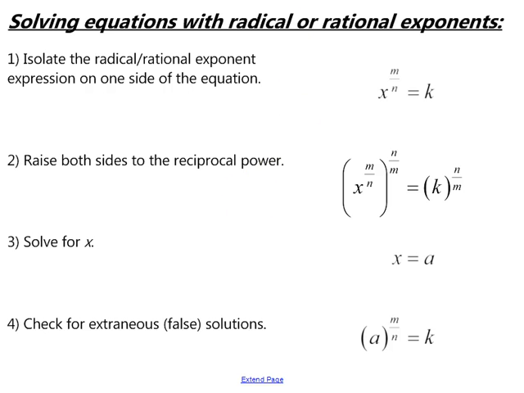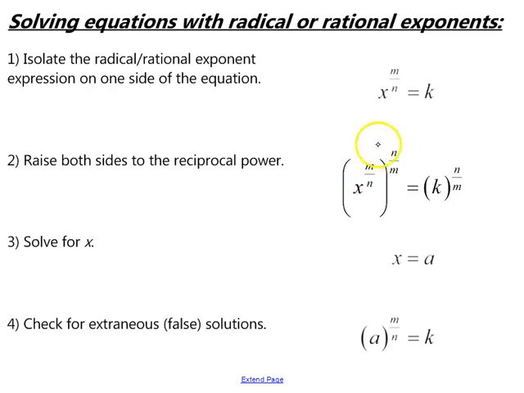So when we're solving an equation with a radical or rational exponent, your first step is to isolate the radical or rational exponent expression on one side of the equation. So here I'm just using a rational exponent as an example. You want to isolate this, the term that has the exponent raised to it. And then you want to raise both sides to the reciprocal power. So if we have x raised to the m over n, you want to take both sides and raise it to the power of n over m. So on this side and this side.